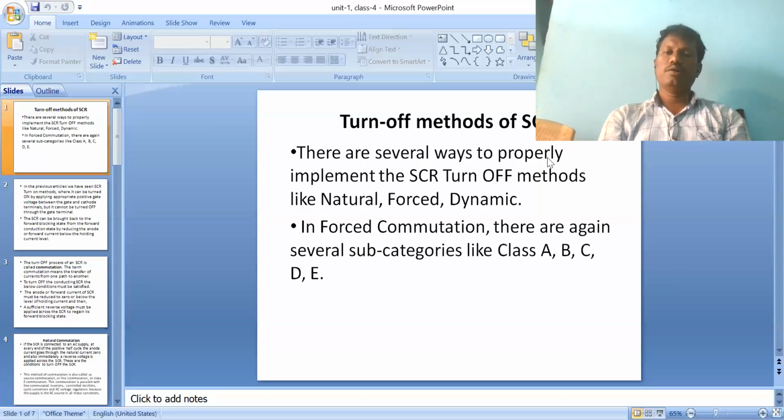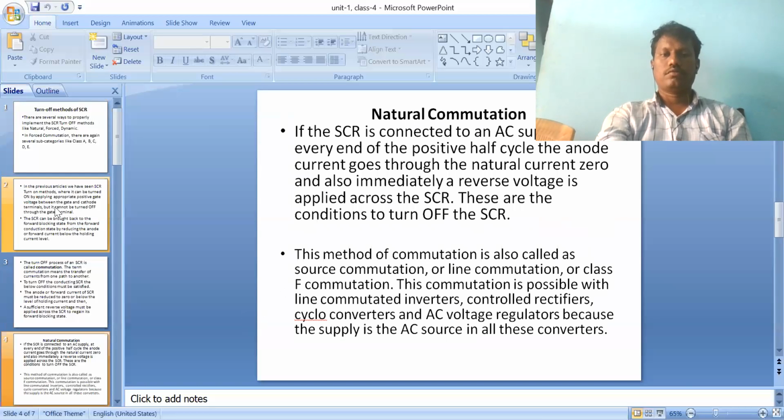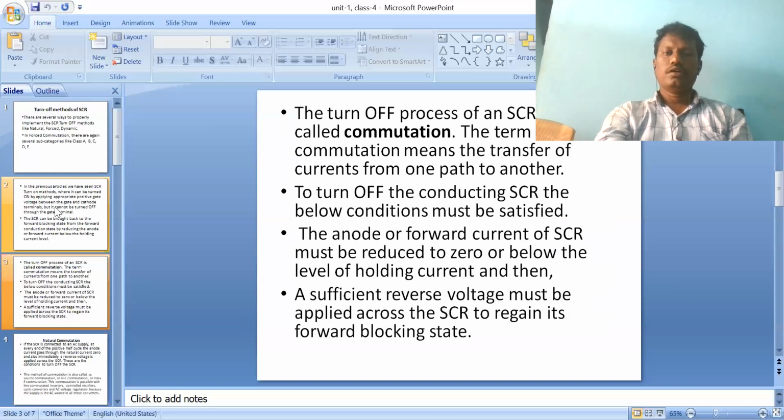Natural commutation is very simple. Natural commutation means giving an AC supply. See here, the turn off process of an SCR is called commutation. The term commutation means the transfer of current from one path to another.